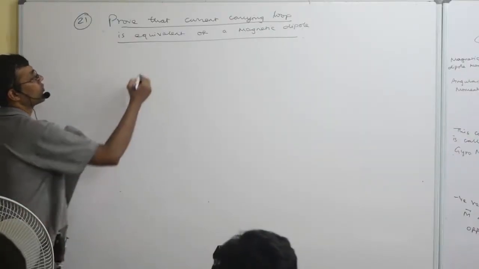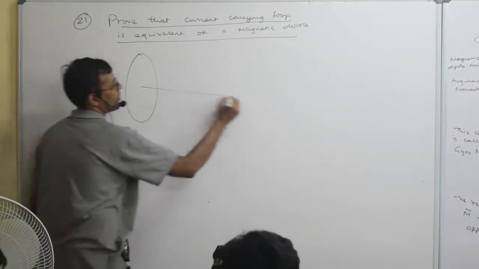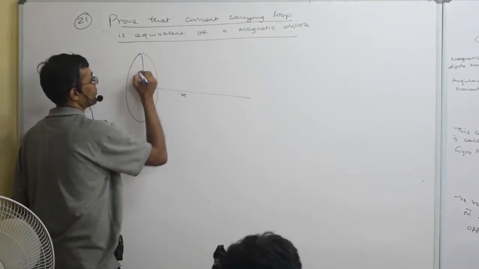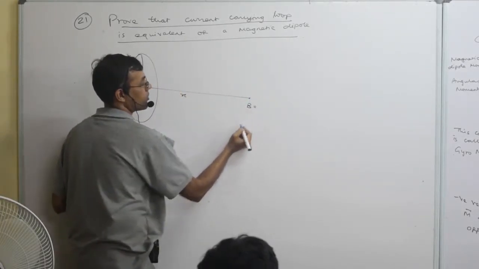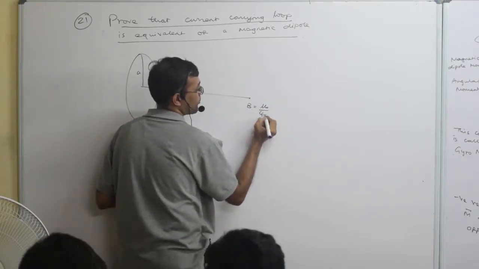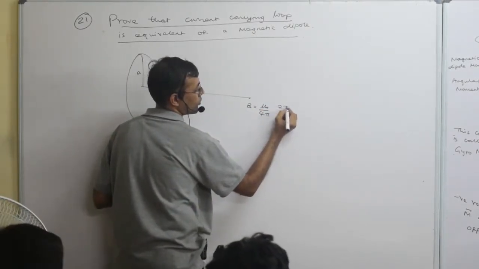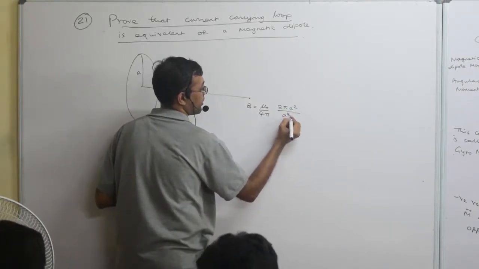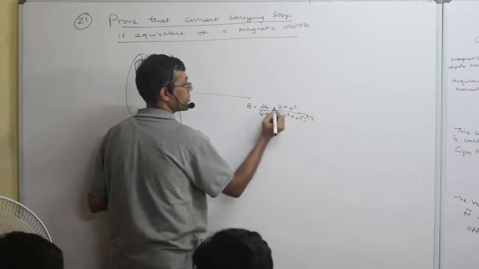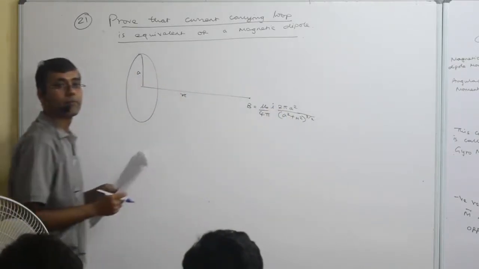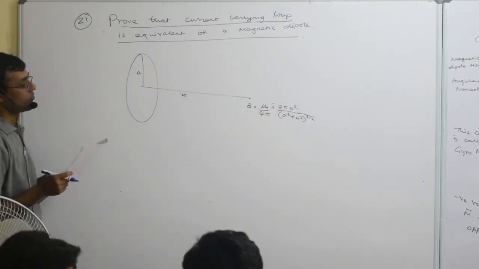So current carrying loop means you know this, right? So at this point, what did we find? B is equal to mu naught by 4 pi 2 pi a squared plus x squared power 3 by 2. Anybody having any issues? And then the current, right? This is what we found earlier.